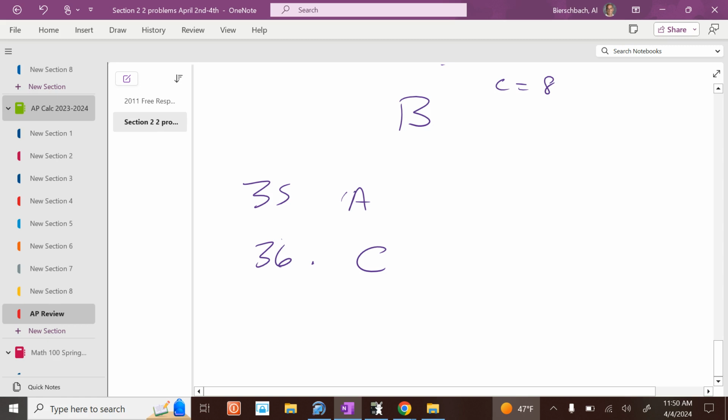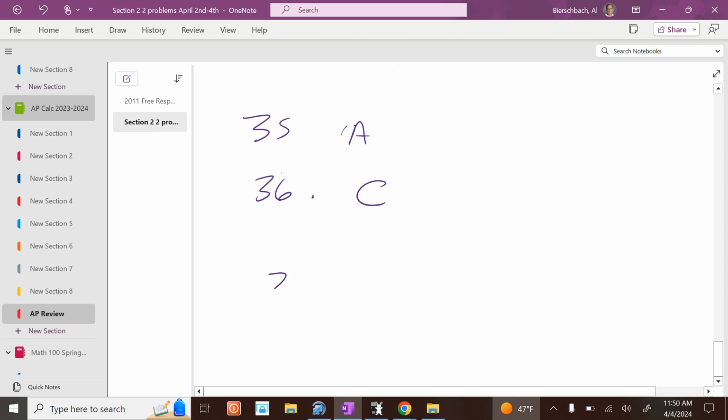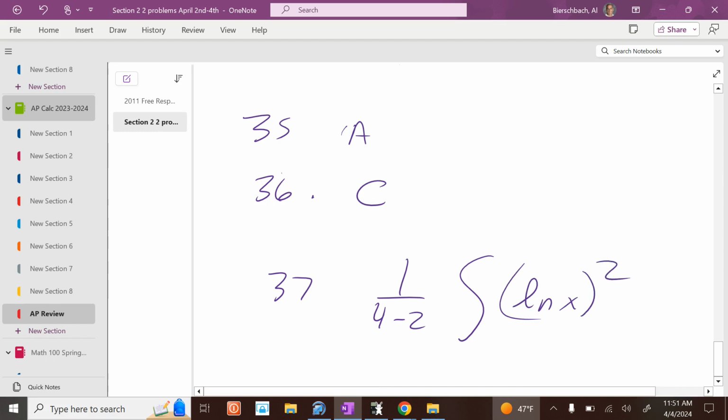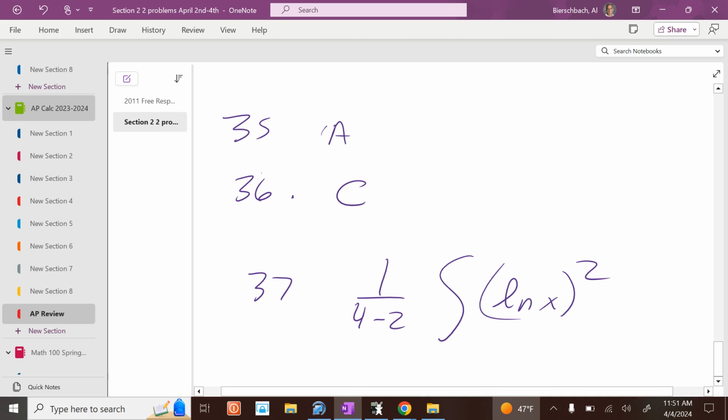The average value of the function between 2 and 4. So obviously you have to go 1 over 4 minus 2 of the integral of the ln of x squared, because the ln squared of x is the ln of x squared from 2 to 4. Put that into your graphing calculator. Again, it's on the calculator section. So it should be choice A, 1.204. Is that what you got?